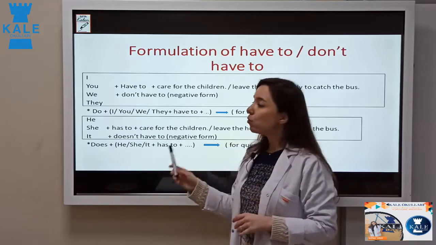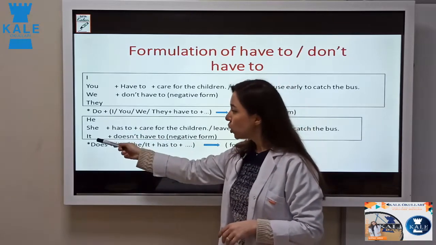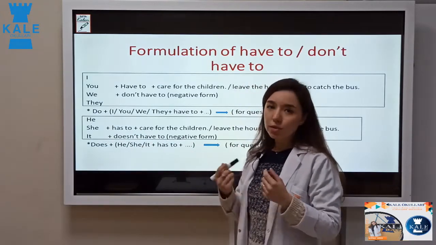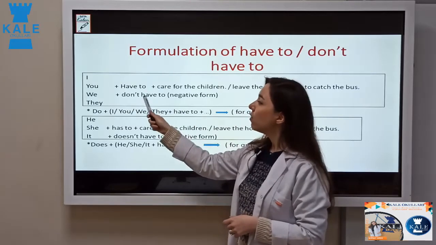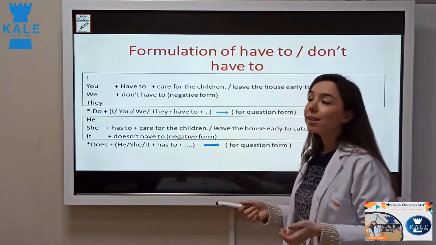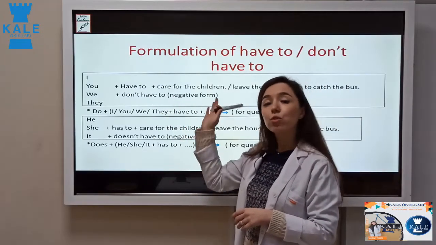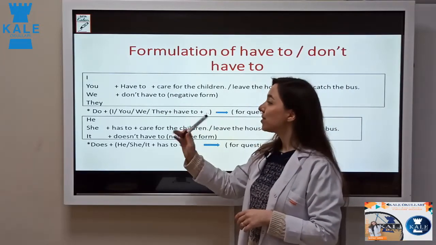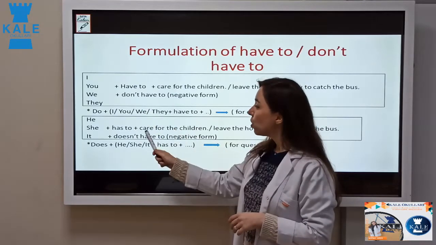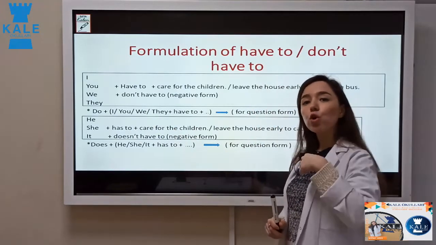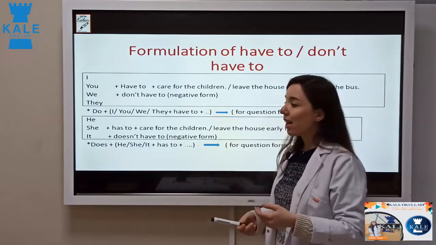Just change have to to has to, and here don't have to changes to doesn't have to. That much. Because you know that for he, she, it, the negative form uses doesn't. For I, you, we, they we use don't. Because of that we write that. So pay attention, please. Don't write haven't to. Haven't to is something else. It's a mistake. Here for negative, don't have to. Here doesn't have to. And for the past form we should have didn't have to.